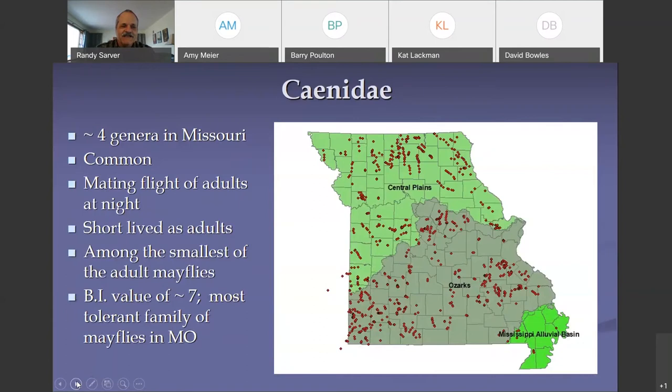They're sort of unique in that they're one of the more short-lived as adults. Their mating flights are at night. If you're at a light, like we were talking about earlier before the presentation started about light trapping, you're definitely going to get Caenis mayflies, really small white adults. When I say shortest lived, they're going to mate during the night and they're done by daylight. So that's it for them as far as adults go, just that night. Biotic index value around 7. So they turn out to be one of the more tolerant mayfly families, especially tolerant of sediment. Next, please.